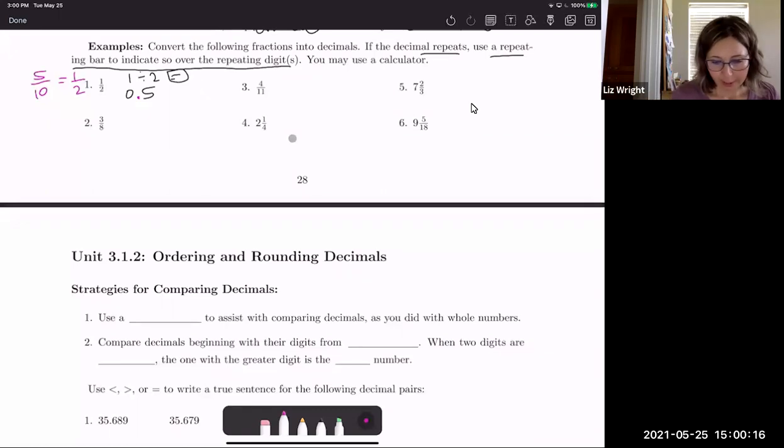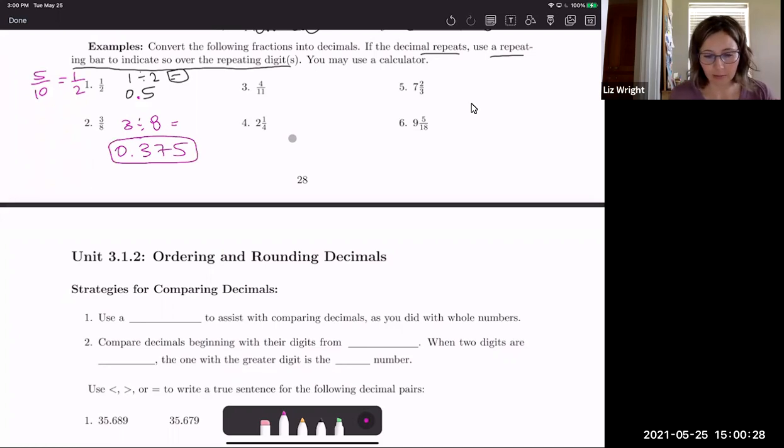All right, so in our calculator, we're doing 3 and we're dividing it by 8. You're hitting equals. You should be getting 0.375. And that's a terminating decimal, or a decimal that ends.